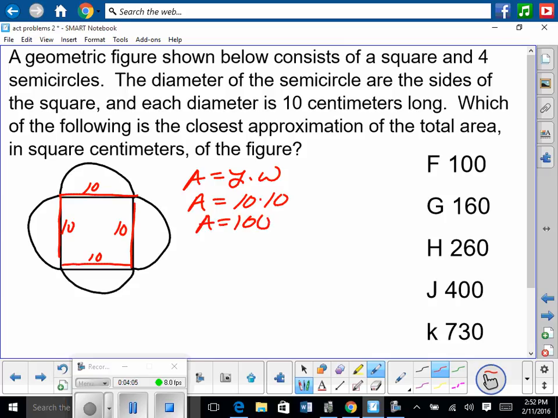So we know we have 100, but then we have to find the area of each circle, right? It's a semicircle. So if you put these two together, wouldn't that make one circle? Yes. Okay, right here's one circle, and right here's one circle. So we have 2 circles, right?